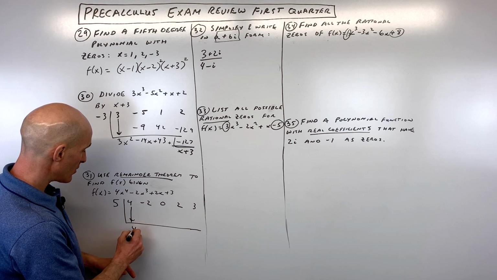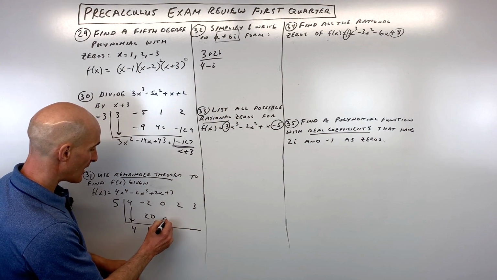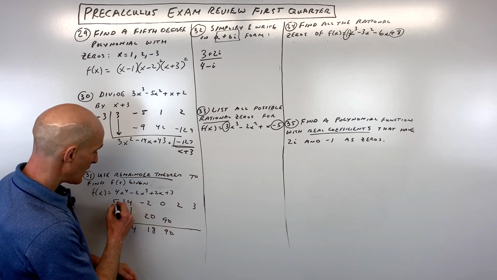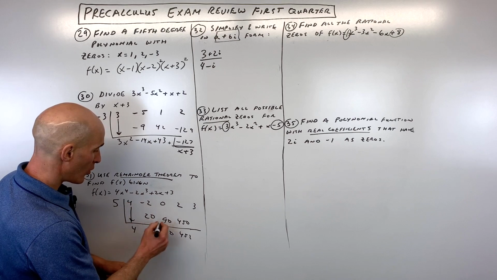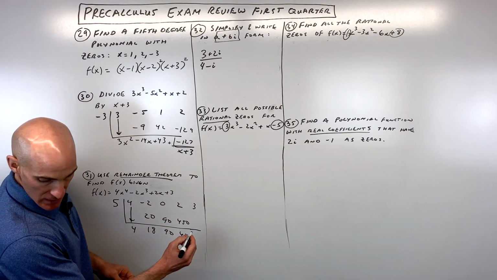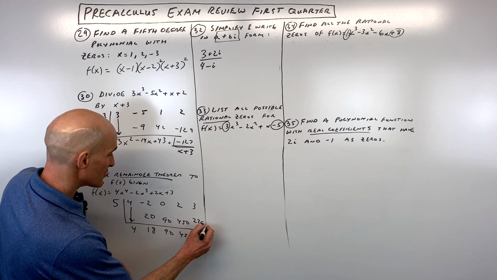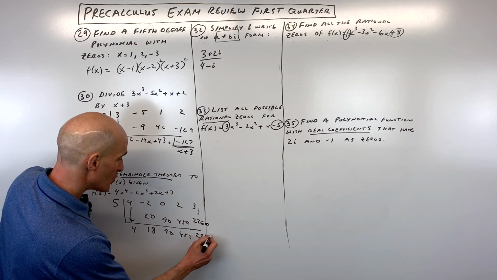We bring down the 4, we multiply on the diagonal, we add straight down, we multiply on the diagonal, we add straight down, we multiply on the diagonal, we add straight down, we multiply on the diagonal. Let me go to the calculator on this one. I did this one a little bit earlier. It's 2,260. And if we add straight down, we get 2,263.